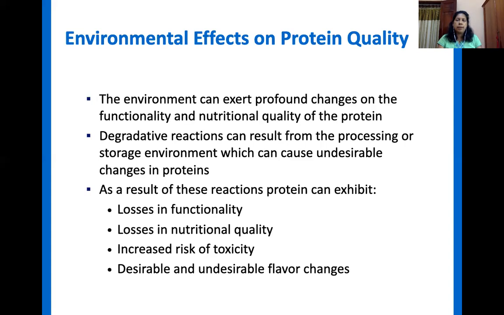So the Maillard reaction is a good answer. Then because of the Maillard reaction, what can happen? A nice flavor as well as a nice aroma can form. Yes, those are the desirable flavor changes. So what are the undesirable flavors, not because of the Maillard reaction?